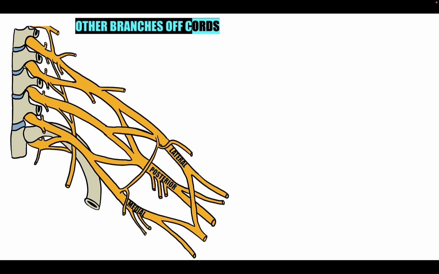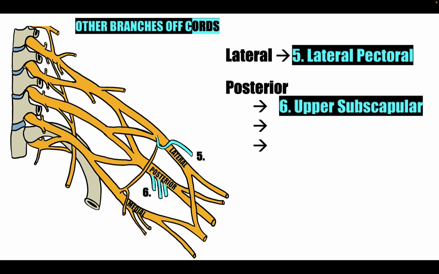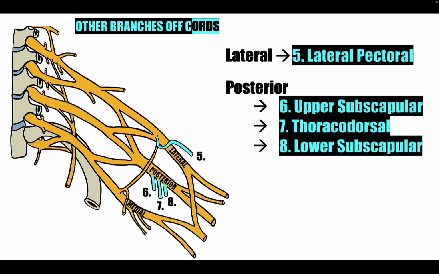For the rest of the extra nerves, I'm going to split up the extra branches by which cord they branch from. So the lateral cord gives off 1 extra branch called the lateral pectoral nerve. You can probably guess where the medial pectoral nerve branches from, but we're not going to jump ahead and get there yet. The posterior cord and the medial cord will actually both give off 3 extra branches. The posterior cord gives off the upper subscapular, the middle subscapular, also known as the thoracodorsal, and the lower subscapular nerve, all in a row.